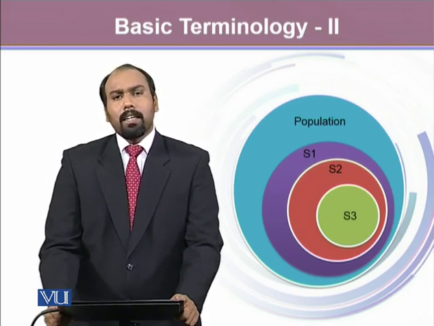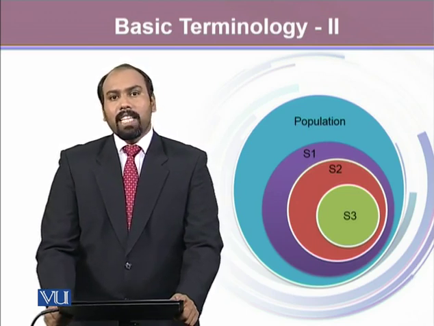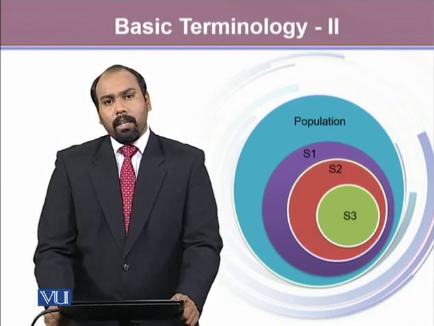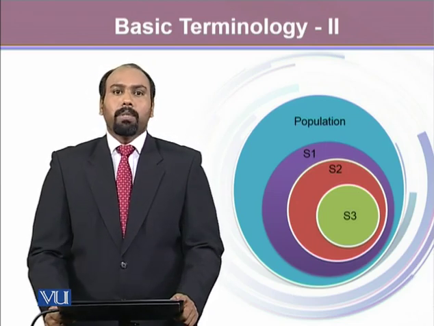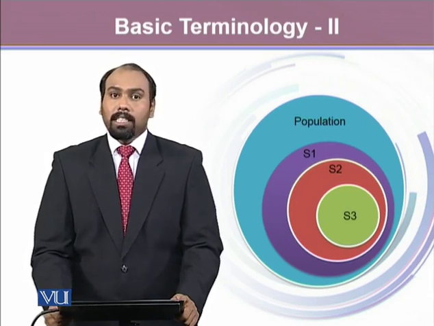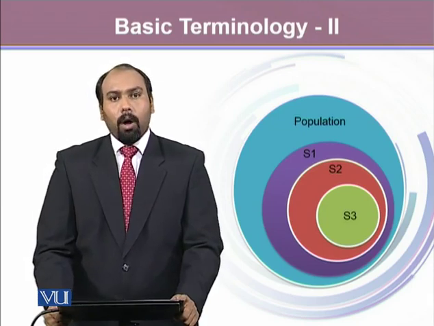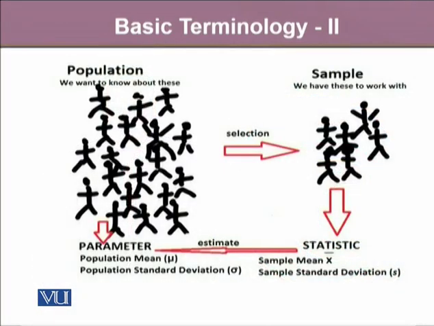But definitely there are certain constraints involved. So we always have to make a trade-off between our sample 1, sample 2, and sample 3. That if we want to go for a larger sample or a smaller sample, we have to decide all this at the beginning of our studies.